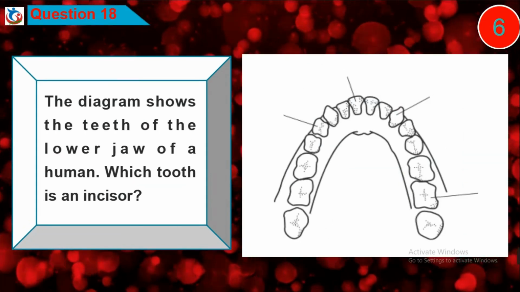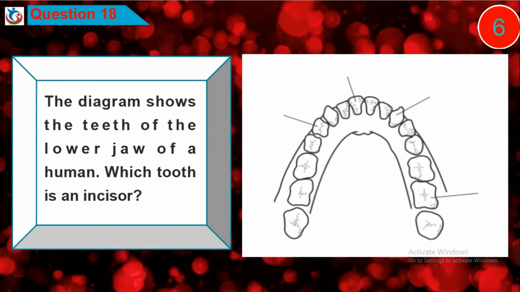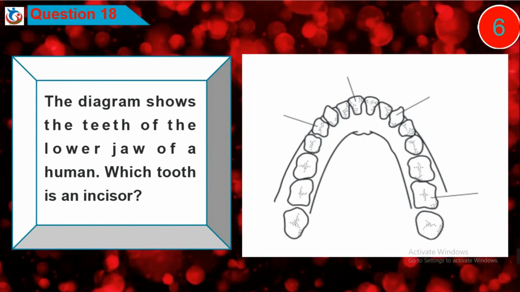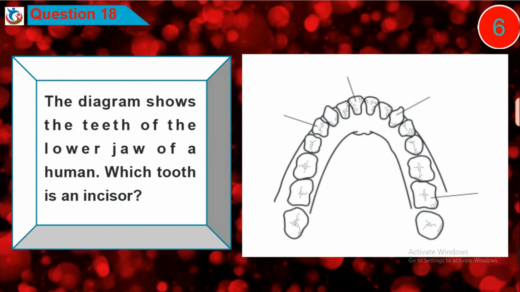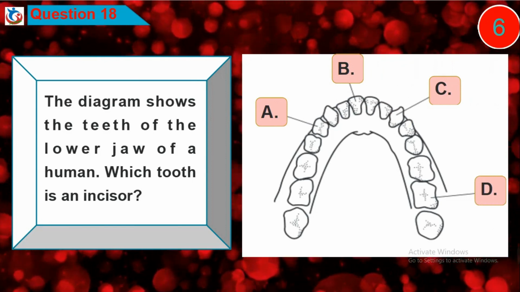Question 18. The diagram shows the teeth of the lower jaw of a human. Which tooth is an incisor? Is it option A, B, C, or D?